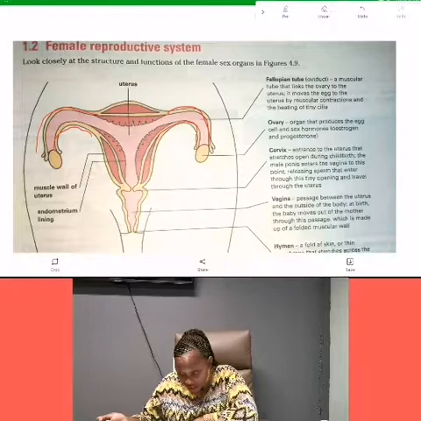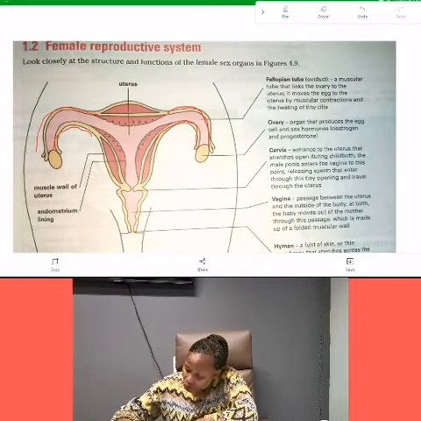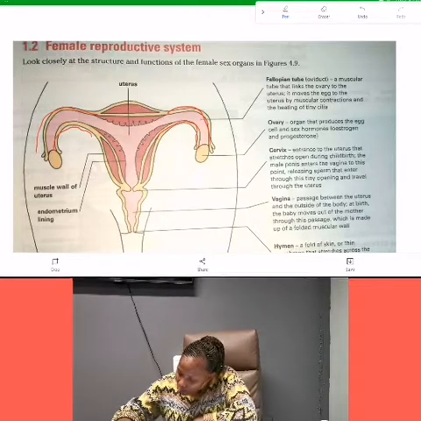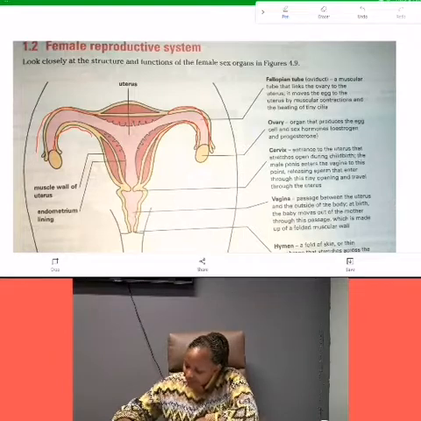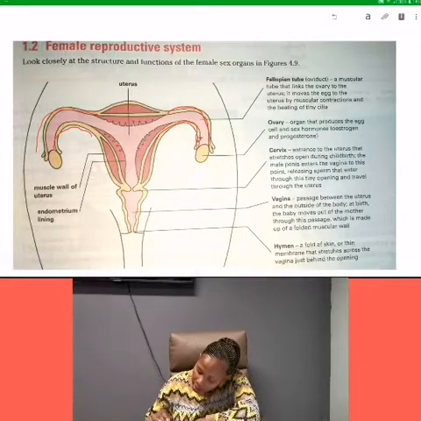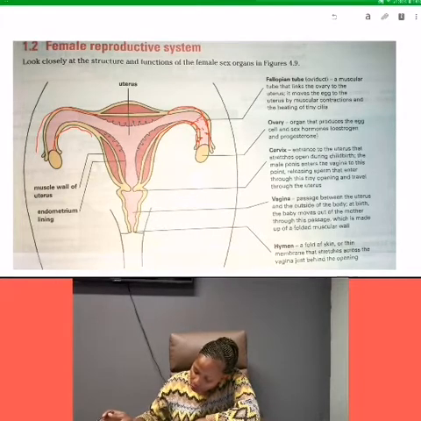So what are they here for? It is a muscular tube that links the ovary to the uterus. It moves the egg to the uterus by muscular contractions and the beating of cilia. Cilia are found here at the surfaces of the fallopian tube so that the egg would move more smoothly.